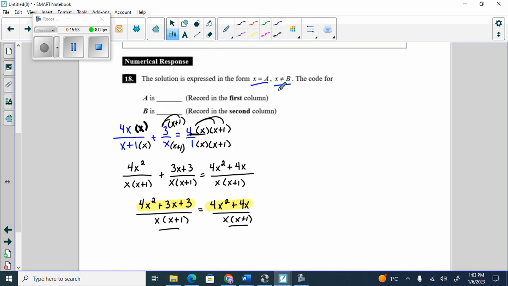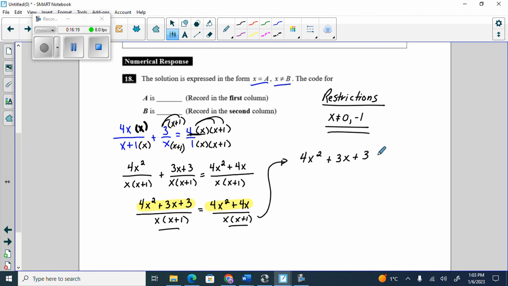Before we drop off our denominators, we need to state our restrictions or non-permissible values. That's going to be x can't equal 0 or negative 1. Alright, so we solve this out. We get 4x squared plus 3x plus 3 equals 4x squared plus 4x.